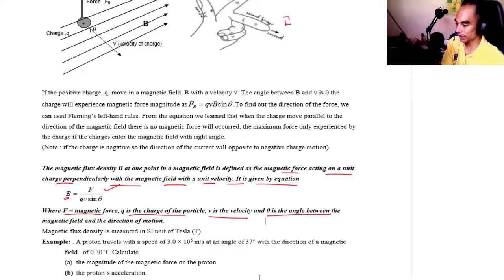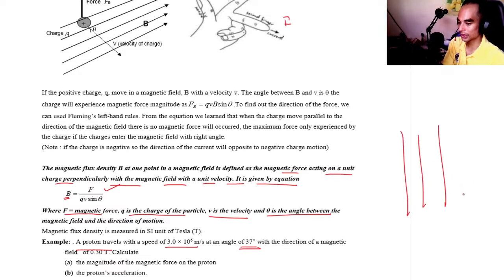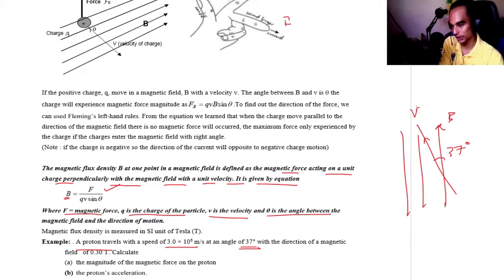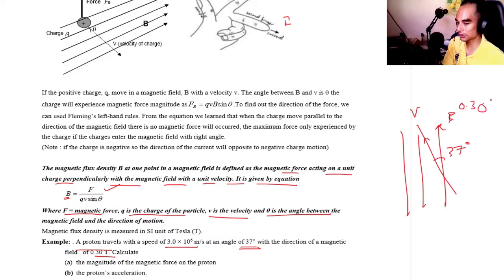For example, over here we have a proton Q that travels with a speed of 3.0 times 10 to the power 6 at an angle of 37 degrees with the magnetic field. Okay, so from the top view, this is the magnetic field, and this will be the velocity of the Q, at 37 degrees. The magnetic field B is 0.30 Tesla. So calculate the magnitude of the magnetic force on the proton and the proton acceleration.